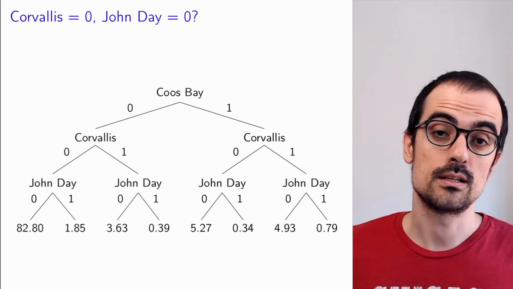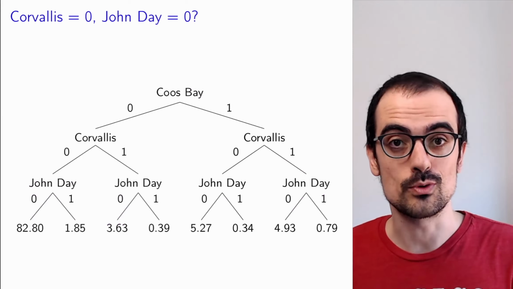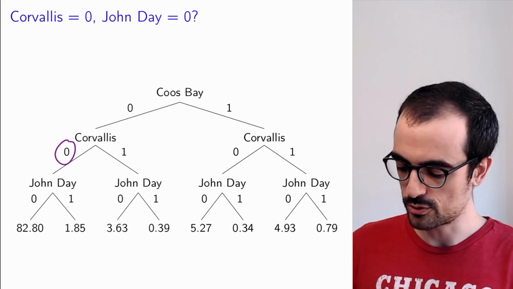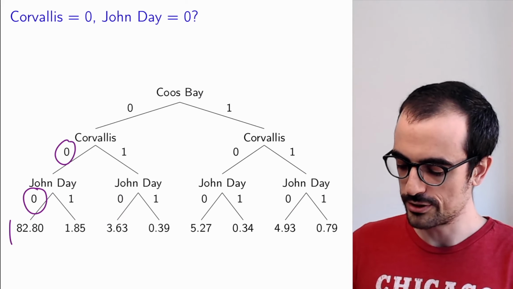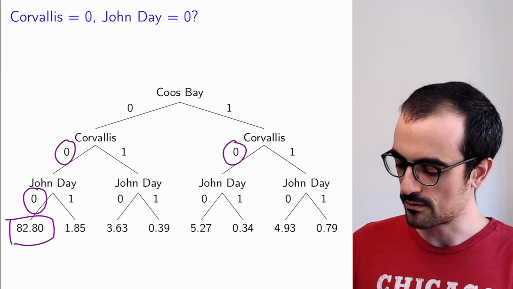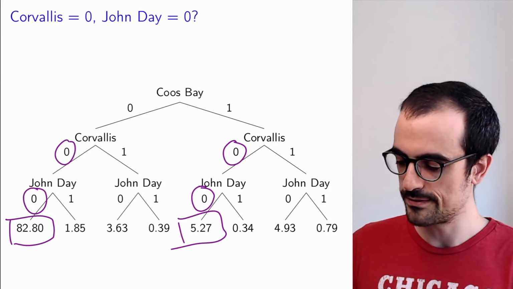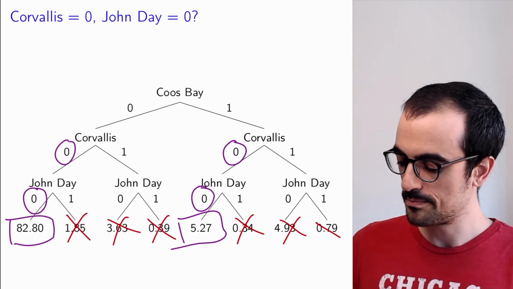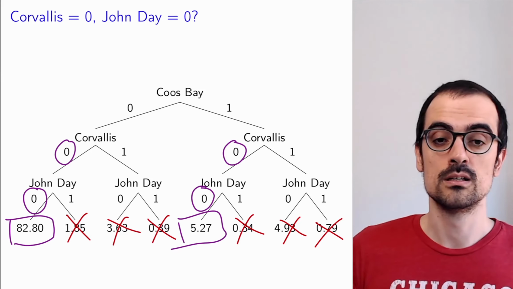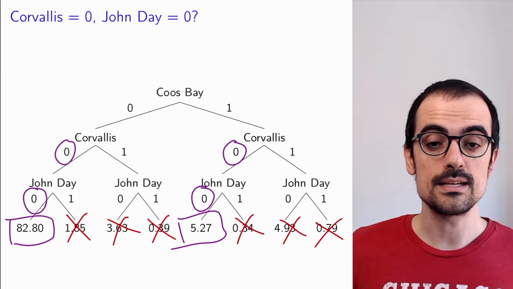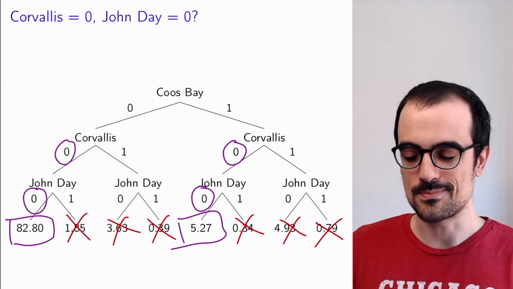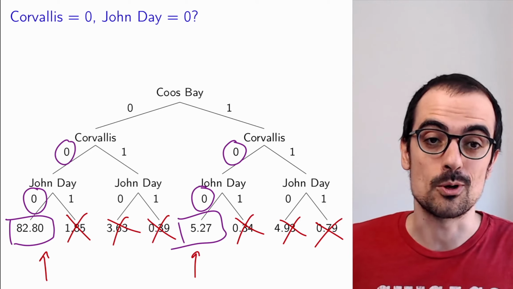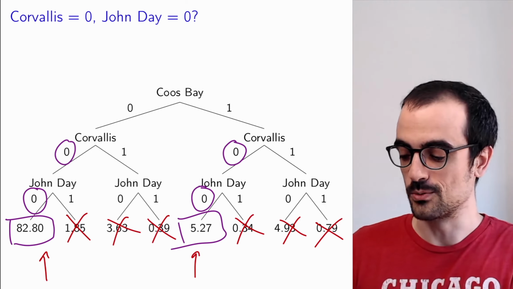What if we know that it's not raining in Corvallis and it's also not raining in John Day? So now it's not raining in Corvallis and it's not raining in John Day. We preserve this, and the rest goes to the trash. So now we're going to get a conditional PMF of Coos Bay, given that it's not raining in the two other places. We need to normalize this. What do we normalize by? By the sum of these two probabilities, which is exactly the probability that Corvallis is equal to 0 and John Day is equal to 0.